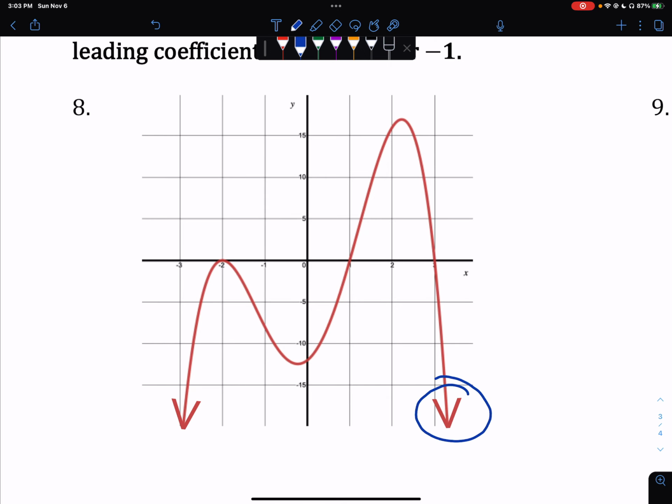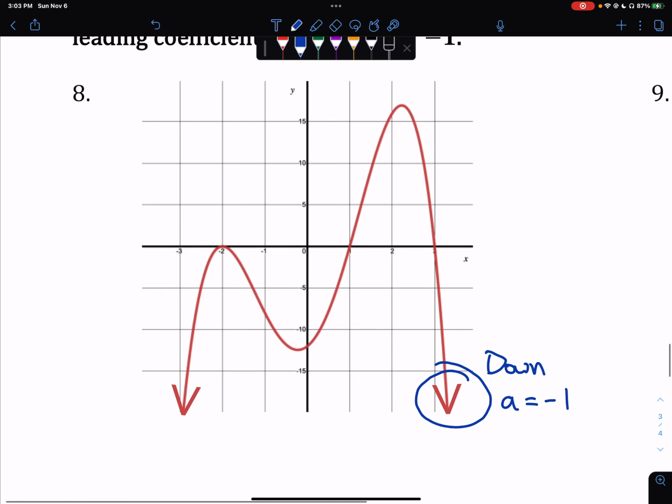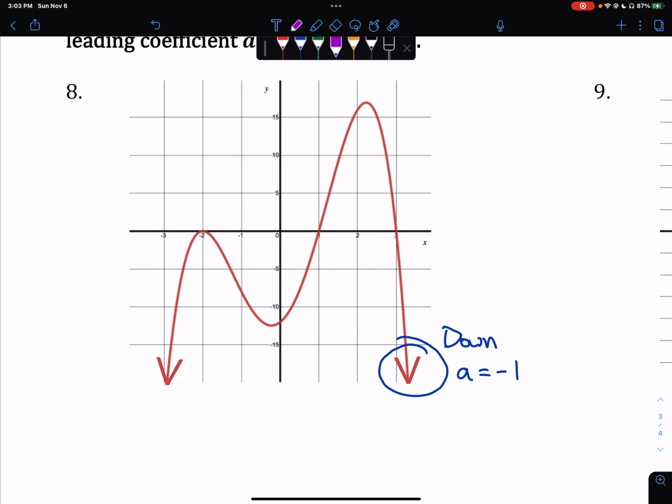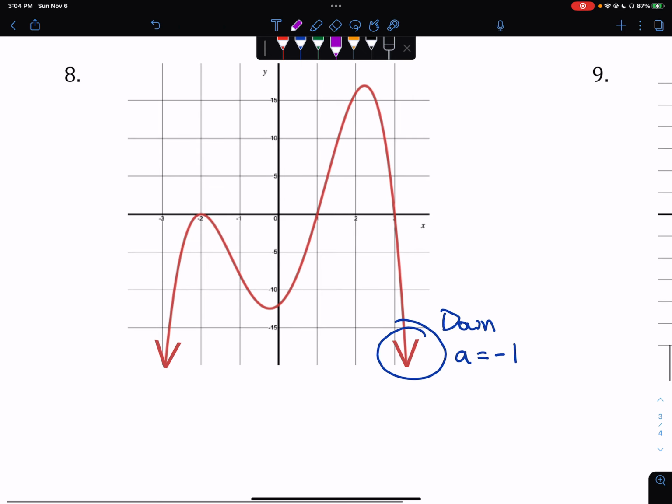We'll notice our right arrow is pointing down, which means a must be negative. And in this case, we're going to say let it be negative 1. So our right arrow is pointing down, a has to be negative 1. Then we're going to look for all of our x-intercepts. So in this case, we have one at -2, 0. We have one at 1, 0. And we have another one at 3, 0.